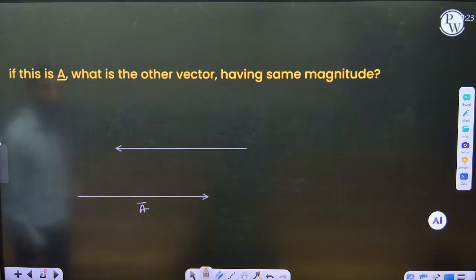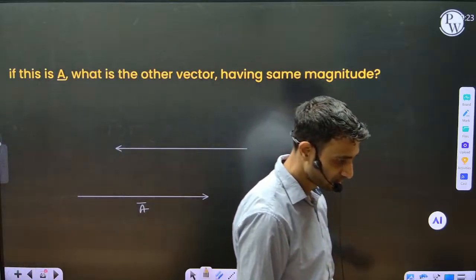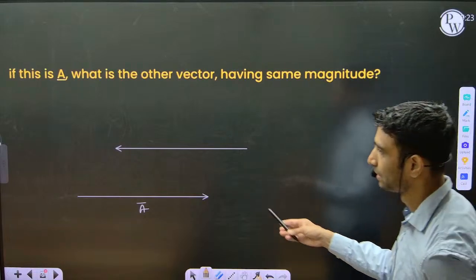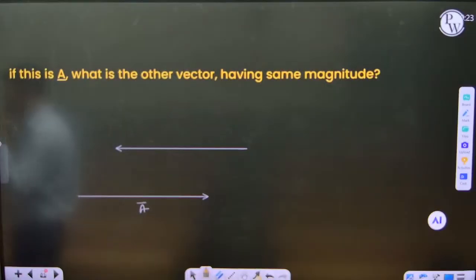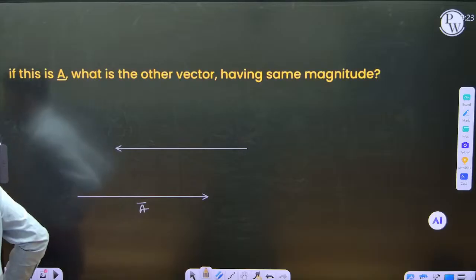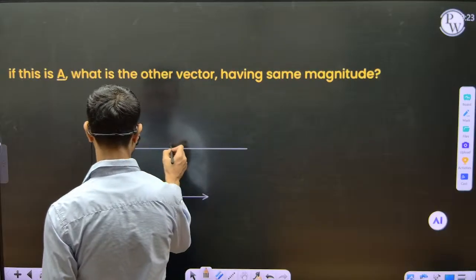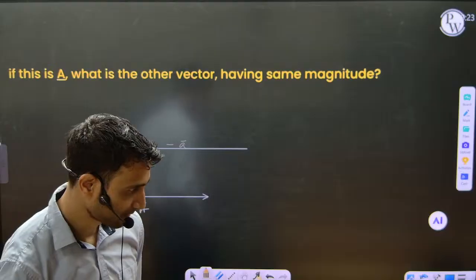If this is a vector, what is the other vector having the same magnitude? Come on guys, if this is a vector, what will be this vector? It has got the same magnitude, it's mentioned there. So what will be the name of that vector, guys? It will be minus a vector, right? Negative of that.